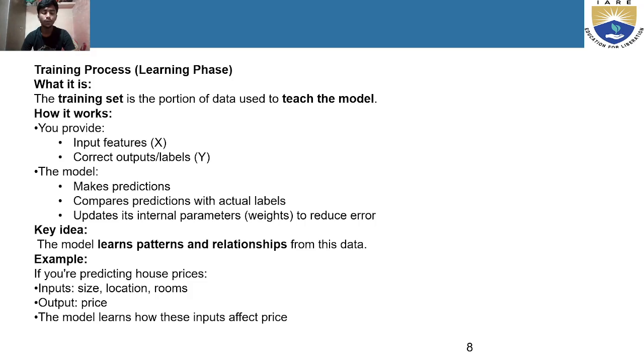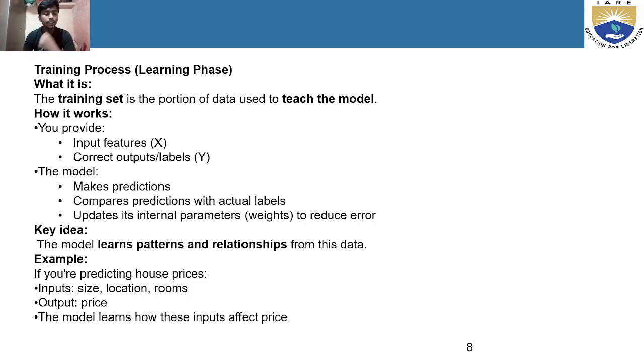Now we come to know about the loss function. The loss function measures how far predictions are from actual values. Example, mean squared error: MSE is equal to 1 by n times the summation of (y minus y hat) squared. Y is the actual value, and y hat is the predicted value.